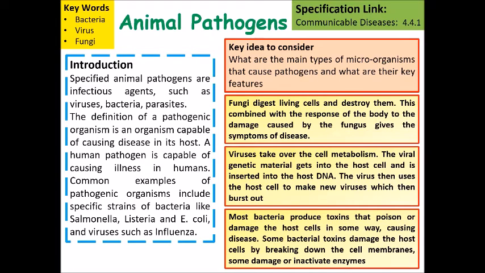Most bacteria produce toxins and poisons that damage host cells. Some toxins damage host cells by breaking them down or damaging cell membranes, and some can cause damage or inactivation to enzymes.